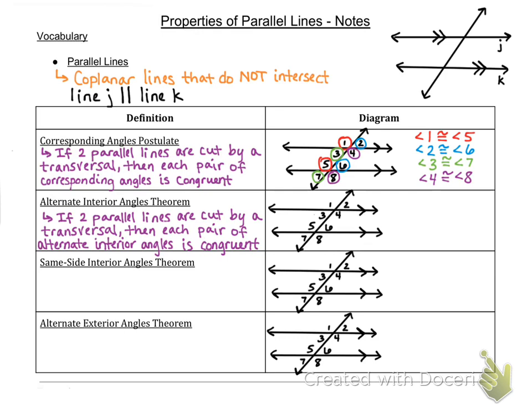Now let's find our alternate interior angles. Angle 3 is an alternate interior angle with 6. So that means that angle 3 is congruent to angle 6. And then there's one more pair of alternate interior angles, and that's angle 4 and angle 5. So angle 4 is congruent to angle 5.